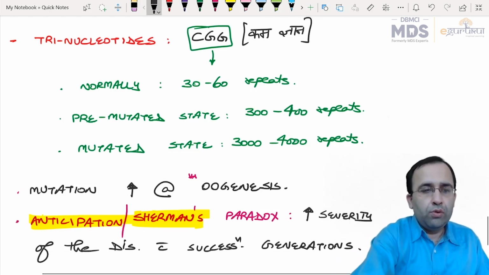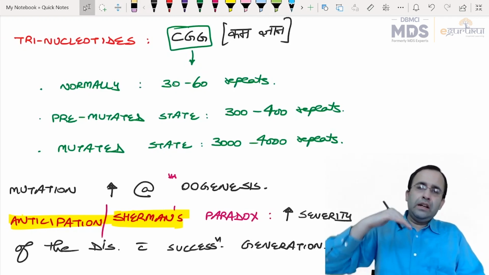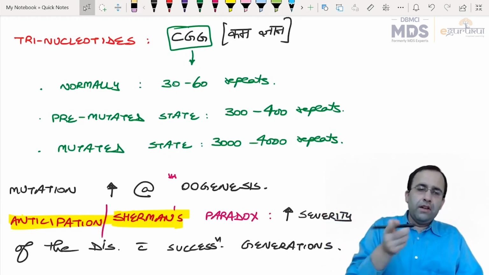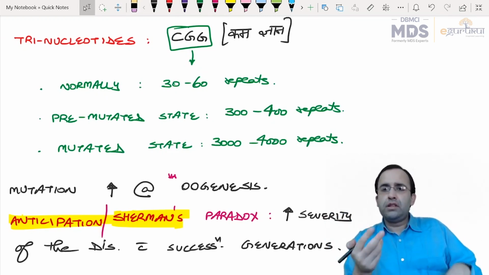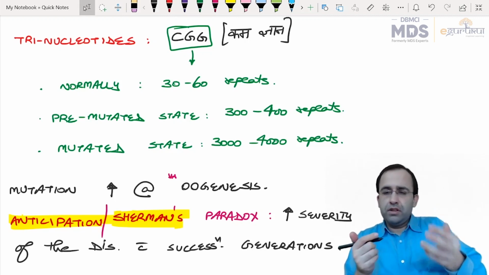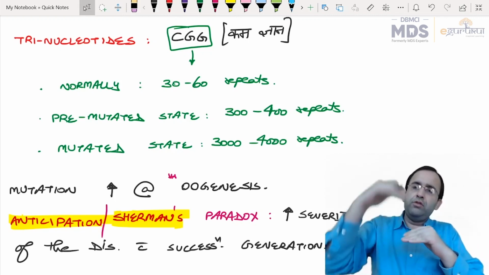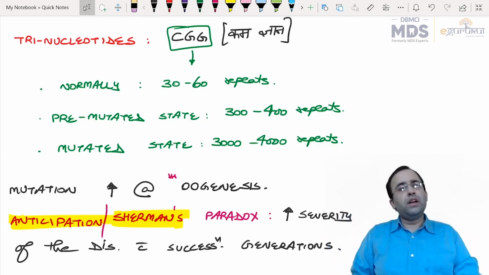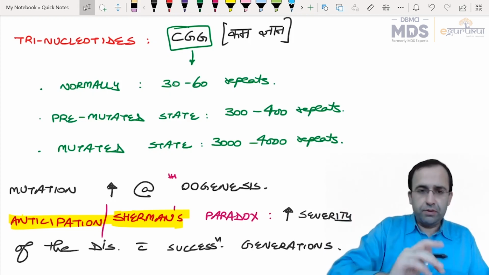Obviously, because oogenesis, the mutation had increased. So increasing severity of the disease at successive generations is called anticipation or Sherman's paradox. Why paradox? Because our parents are supposed to protect us. Here, because of oogenesis, the mutation is increasing. So it is paradoxical in nature. Anticipation or Sherman's paradox. Next point.